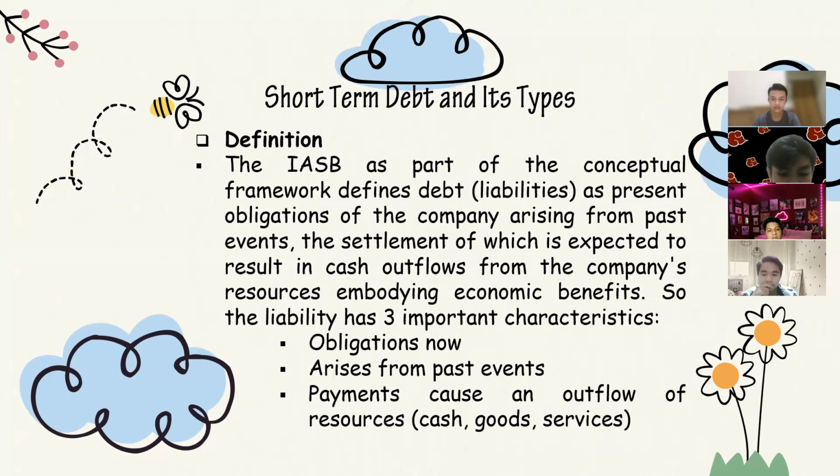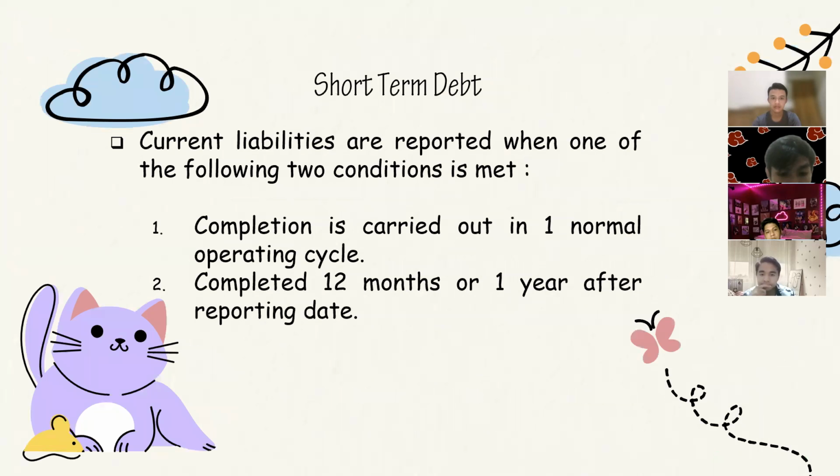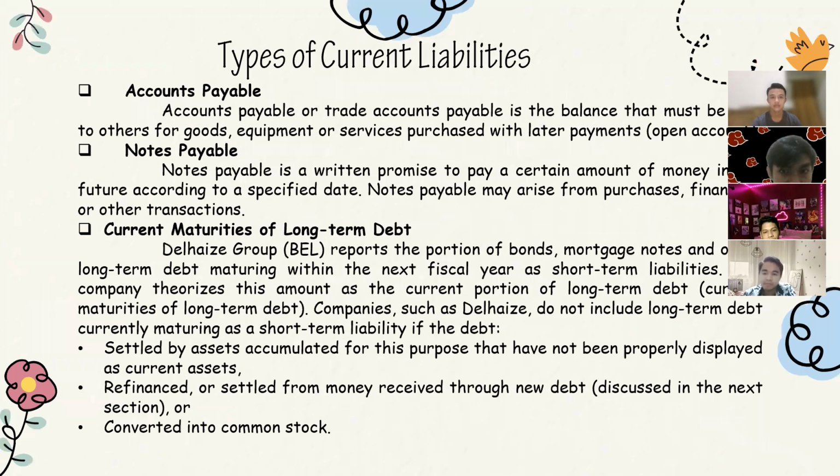The next is short-term debt. Current liabilities are reported when one of the following two conditions is met. The first is that settlement is expected in one normal operating cycle, and the second is that it is settled within 12 months or 1 year after the reporting date. And the next is types of current liabilities.